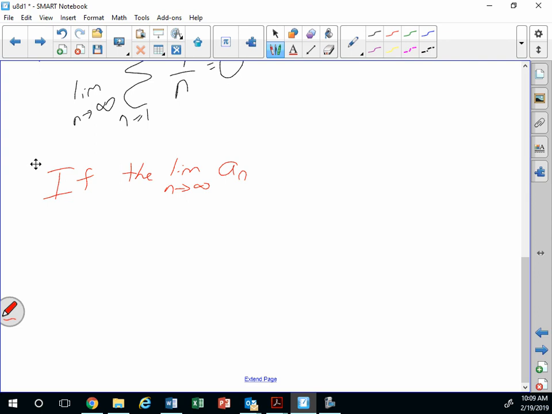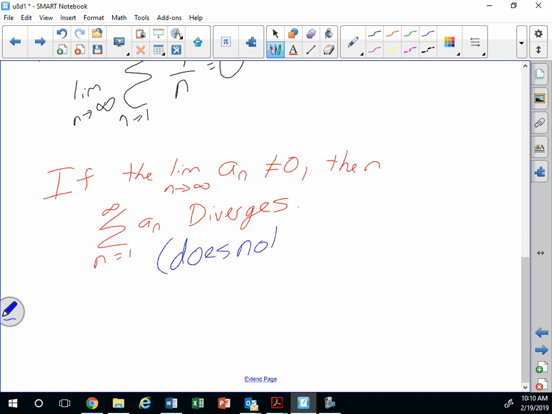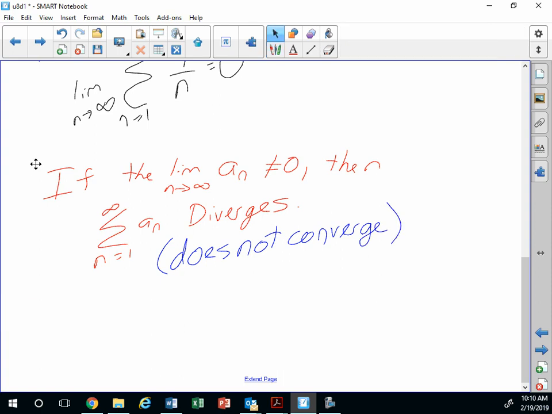If the limit of the series does not equal 0, then the summation from n going from 1 to infinity of a sub n diverges. So that's the contrapositive, because this is the same thing as saying it does not converge. Contrapositive means you flipped your statement and you've negated both pieces. That's what a contrapositive is. You flipped the statement and negated both pieces.